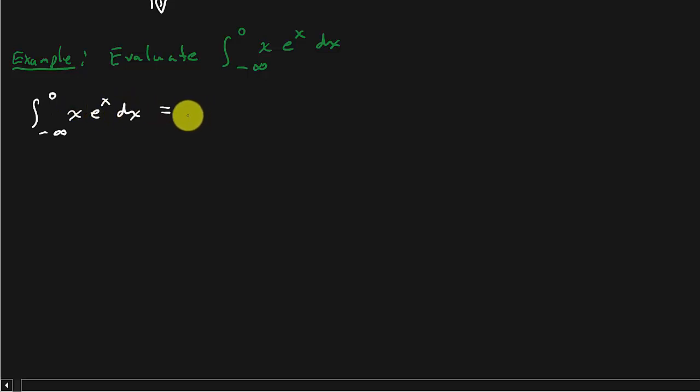And so this is going to be the limit as t goes to what? Well, t has to go to negative infinity. See that? t has to go to negative infinity. So it's the limit as t goes to negative infinity of the integral from t to 0, where the negative infinity gets replaced with t, of x e to the x dx.